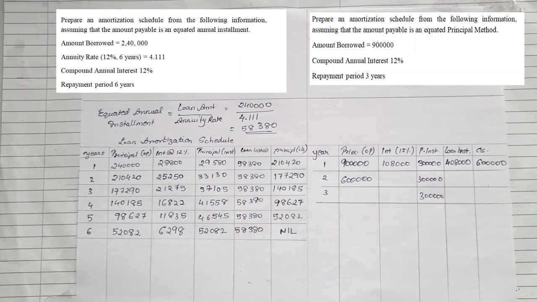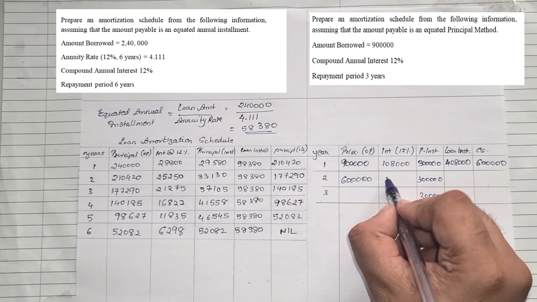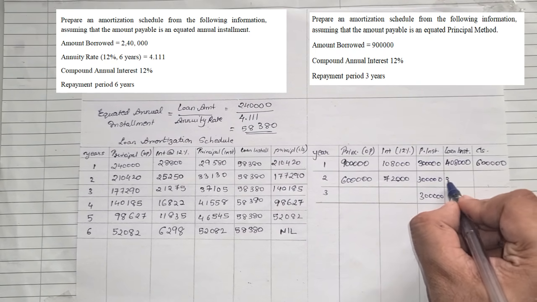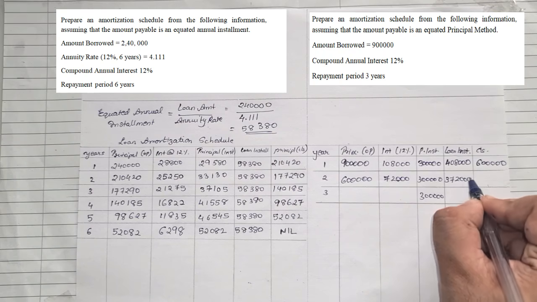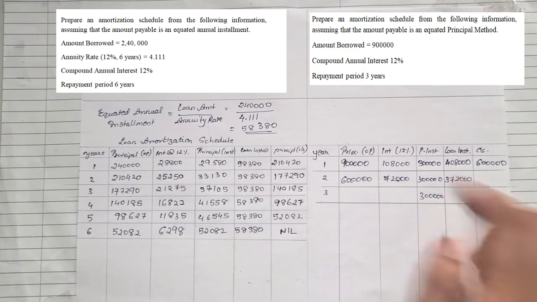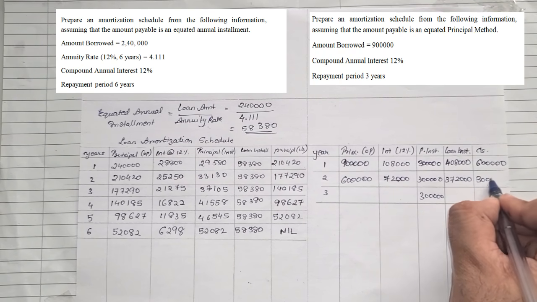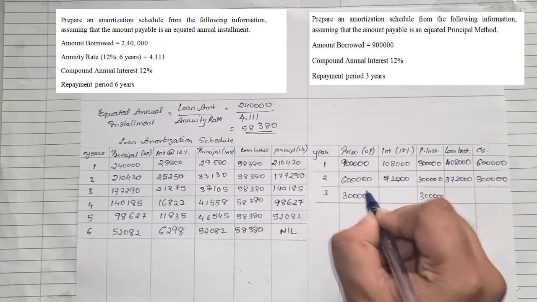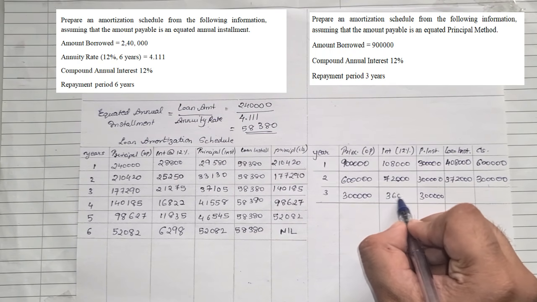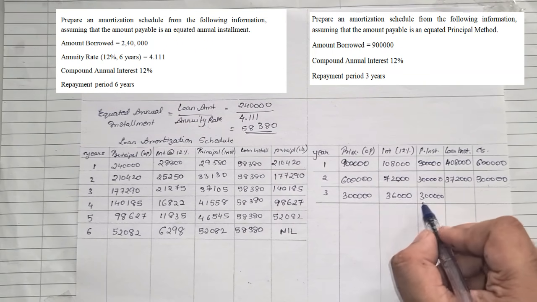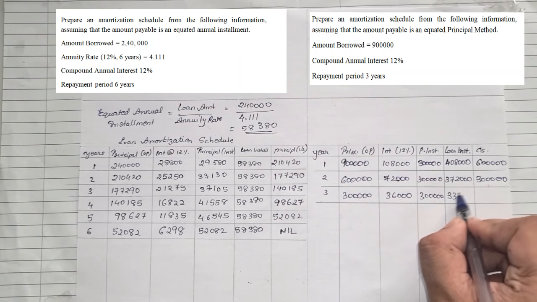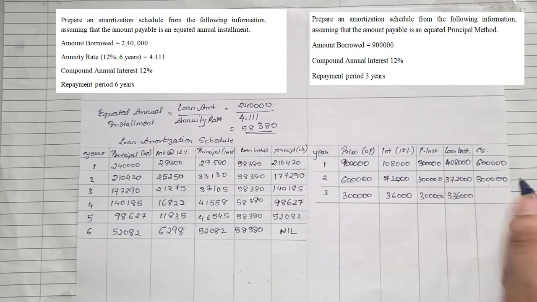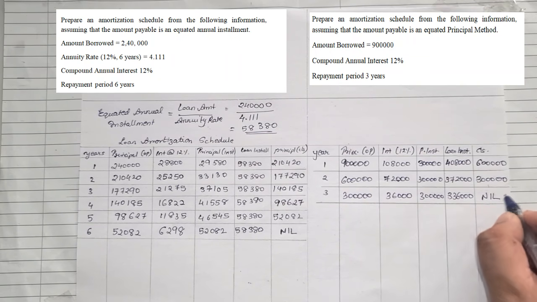6 lakhs' 12% is 72,000. 3 lakh plus 72,000 is 3 lakh 72,000. 6 lakhs minus 3 lakhs is 3 lakh. 3 lakh, last year's closing, will become opening of this year. On 3 lakh we'll take 12%, I'll get 36,000. 36,000 plus 3 lakh is 3 lakh 36,000. At the end, opening minus the principal will give you nil. The answer should be nil.